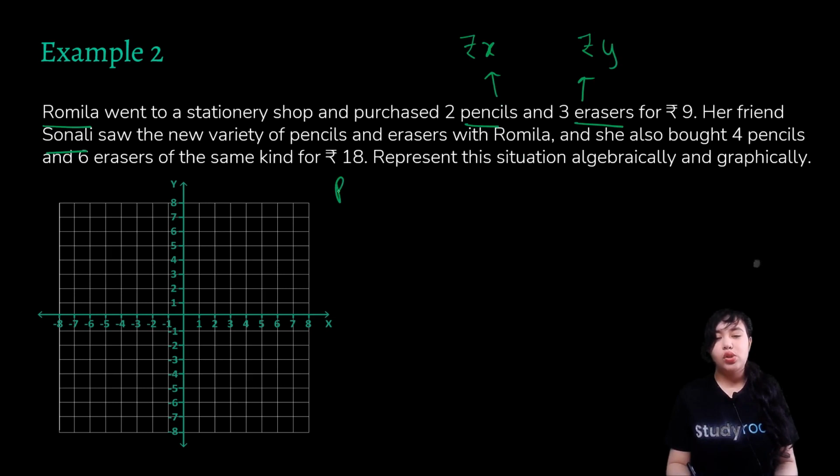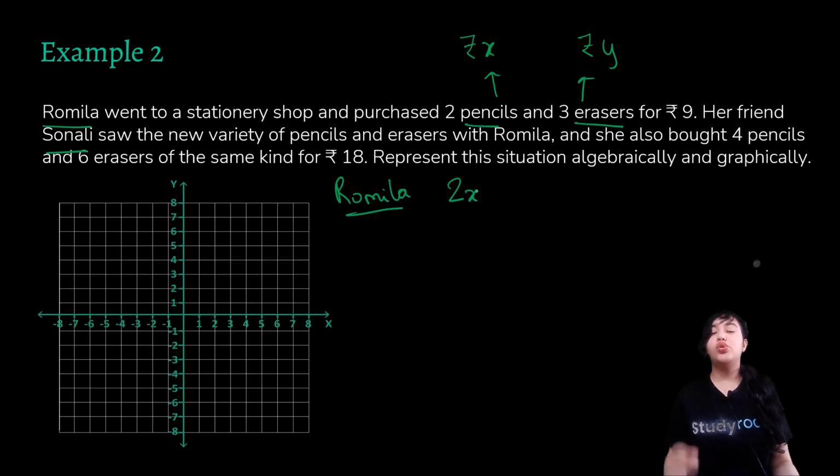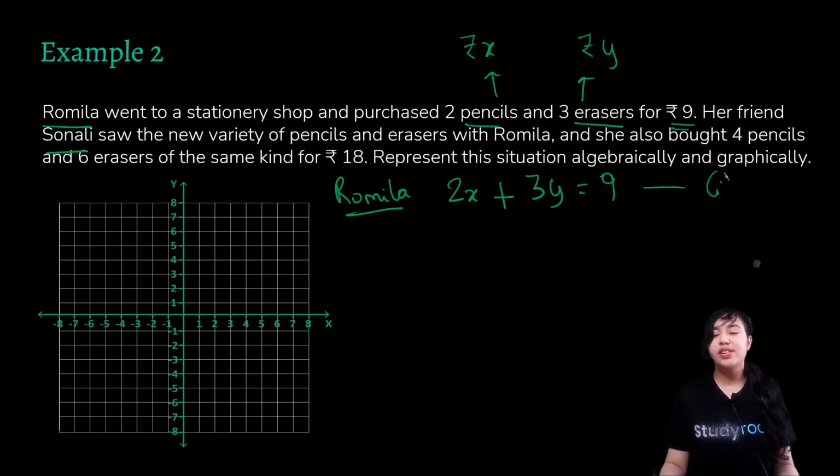Now let's talk about Romila. So she bought 2 pencils, rupees X each. So the total money spent on pencils would be 2X. Plus, because she also bought some erasers, she bought 3 erasers, rupees Y each. So we'll get a 3Y here. And total money that she spent was rupees 9. So you're ready with your first equation.